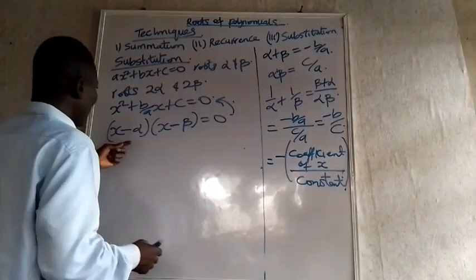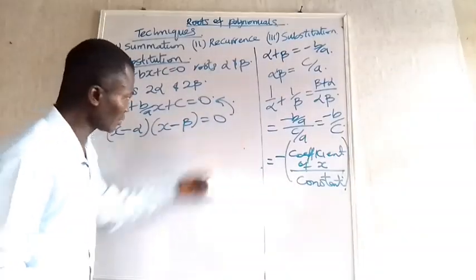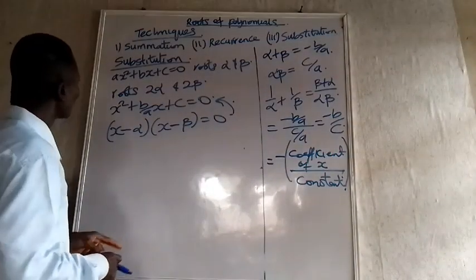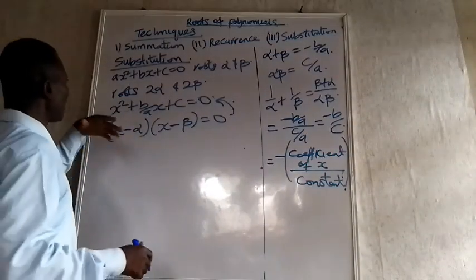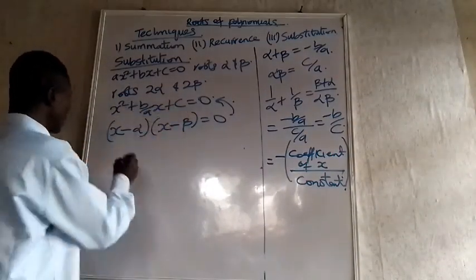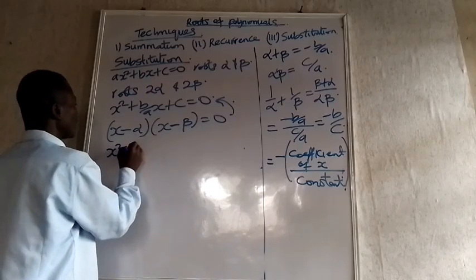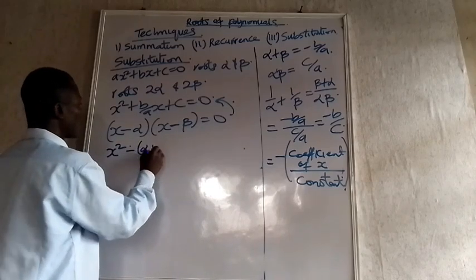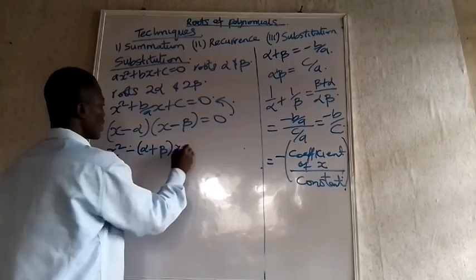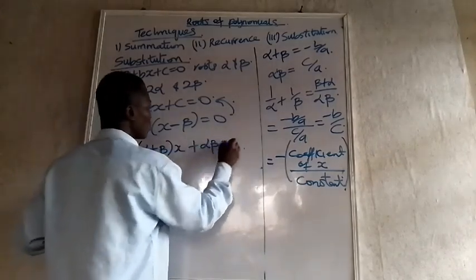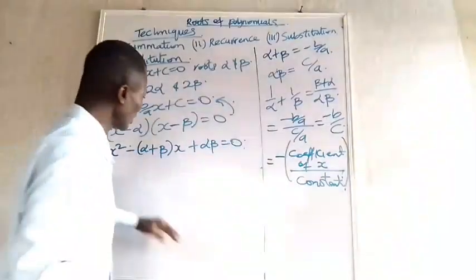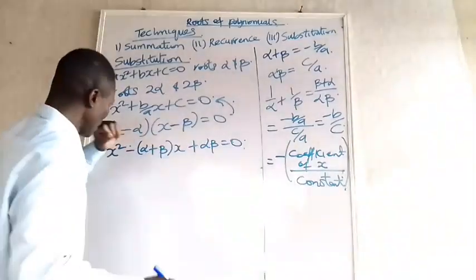In this equation, we have (x − alpha)(x − beta) = 0. At the end of the day, I'm going to have x squared minus (alpha plus beta) x plus alpha beta equals 0. That is for this, if I'm using alpha and beta.